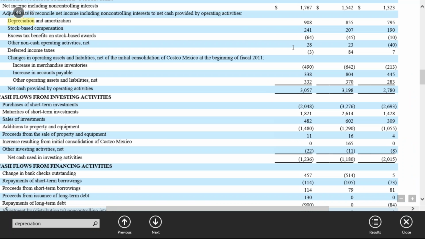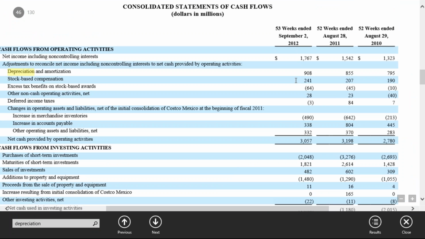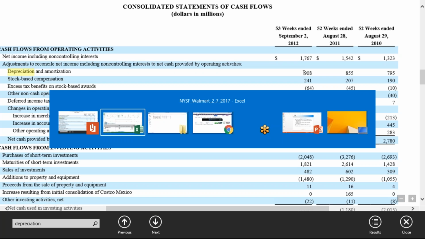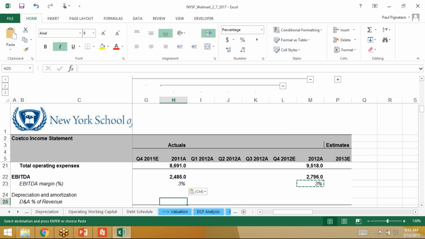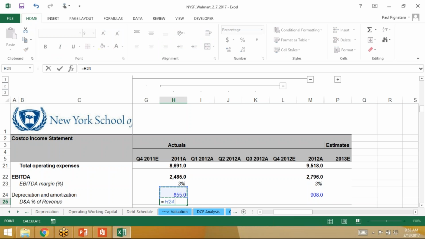Okay. So what I first want to do is list what the depreciation numbers are. And here's 908, 855. So there's the depreciation expense. So I'm going to go back here and list out 2012, 908, 2011, 855, okay? I'm going to calculate depreciation as a percentage of revenue because for comps, I don't do a whole big depreciation table. I just do a quick percentage of revenue. That's what we often do. You could take comps as far as you want, depreciation, amortization.